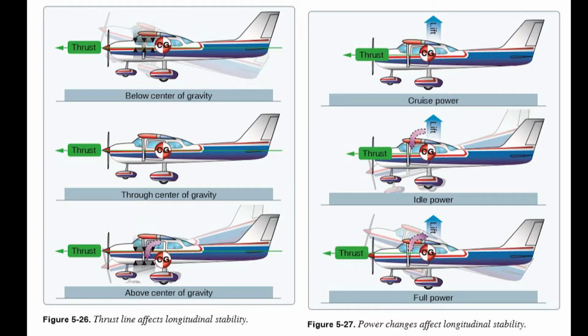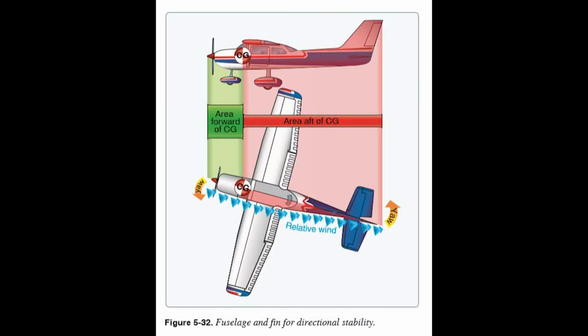So they have a few more figures on that. Figure 526, 527, and then 532 is talking about more or less the same thing, but just in the vertical axis, the yaw axis. The way we create stability in yaw is by having more area after the center of gravity than forward of it, right? Because if you have more area forward, well, when you yaw, that nose will catch the air and it'll just want to go around and around and around.